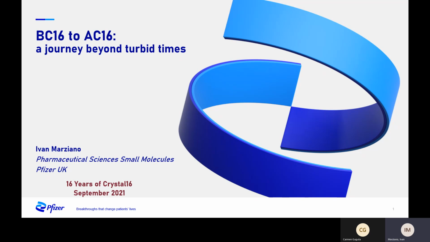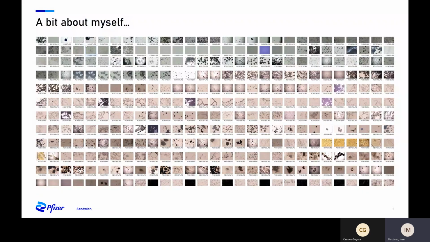This presentation is pretty much a light touch historical approach, and it will become obvious why I've chosen to give the presentation that way. I thought it would be helpful in the first instance to tell you a little bit more about myself and my career. I started to work at Pfizer in 1998, and I've pretty much been working on crystallization almost exclusively since the year 2000.